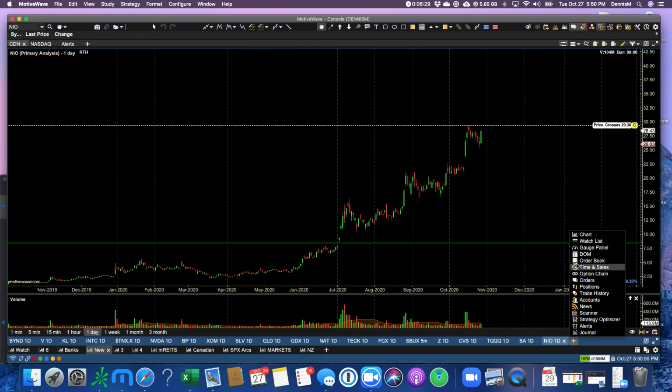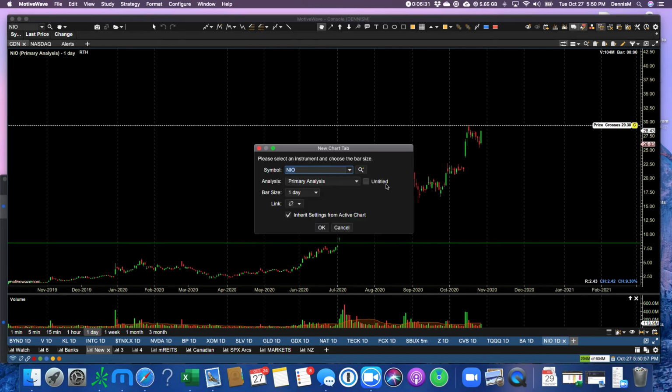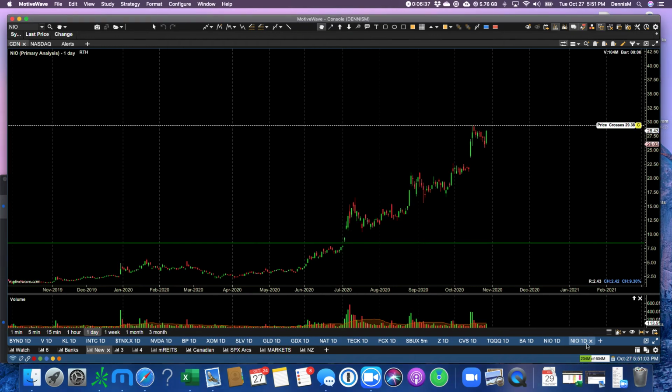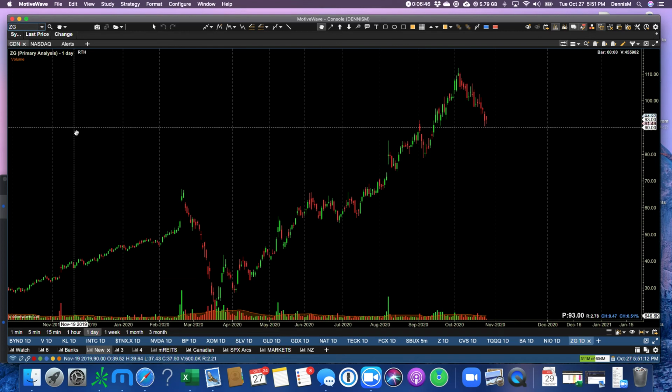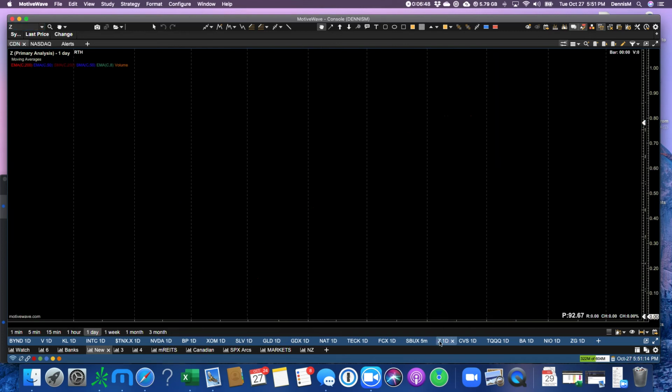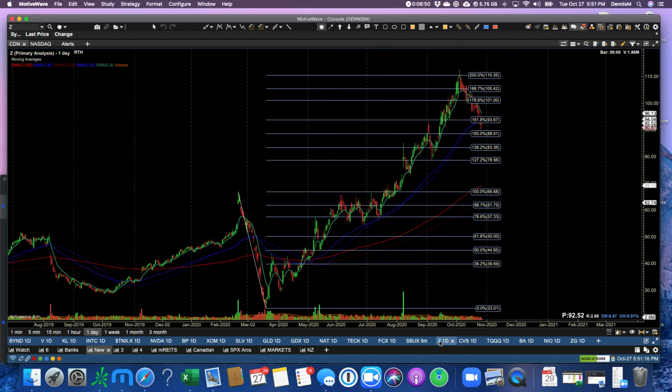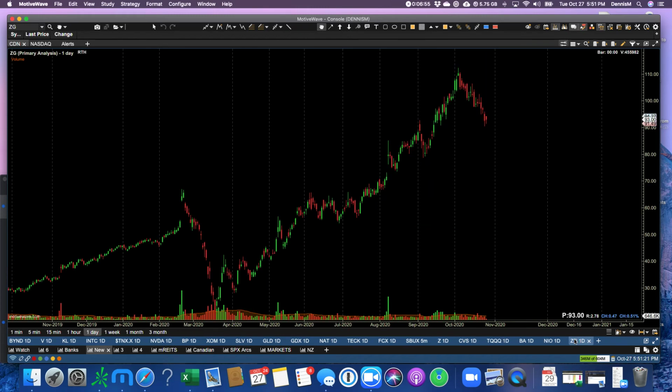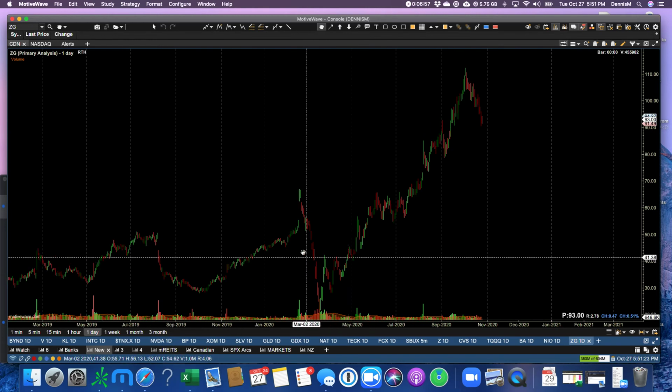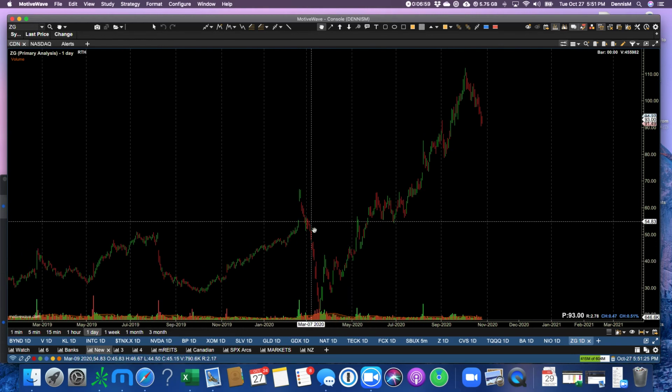Zillow ZG. Not Zillow with Z, just plain Z. So let's just look at ZG. And where is ZG? There we go. So I thought Z was Zillow. Anyhow, they look very similar, but I'll look at ZG. So here's ZG. Took its big drop in COVID.